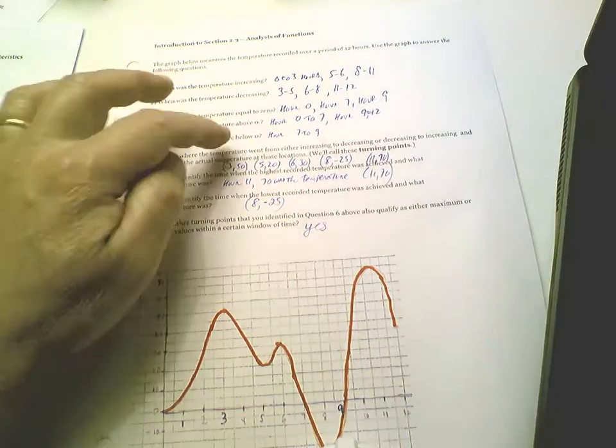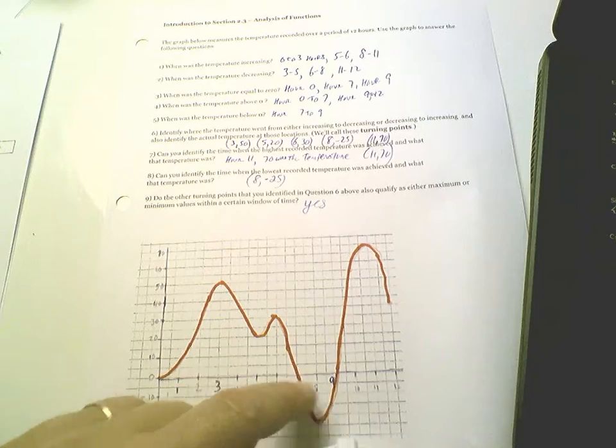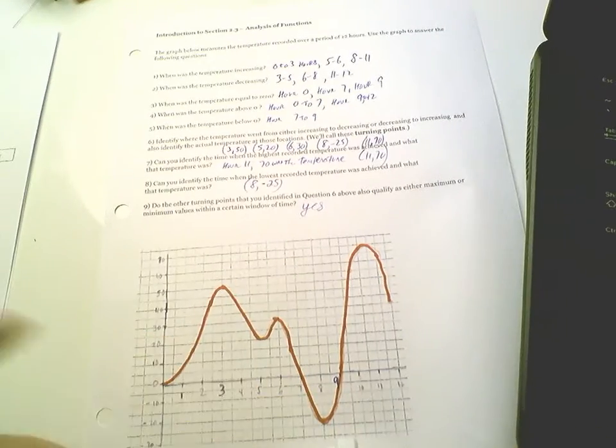When you're below 0, what did I ask you to do? Just look for the times, well, between hour 7 and hour 9. That's when my function temperature was below 0.